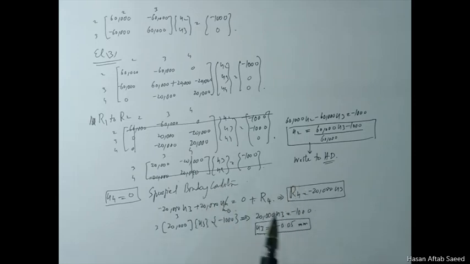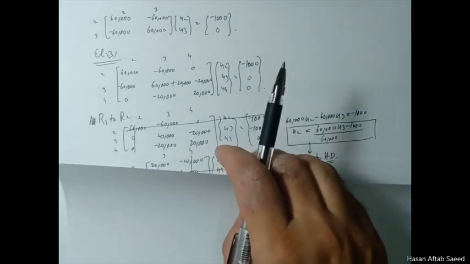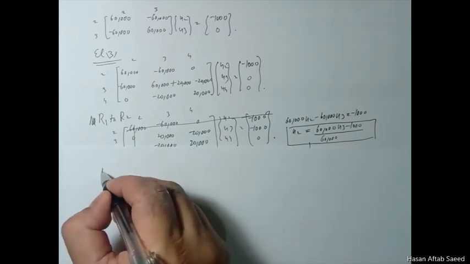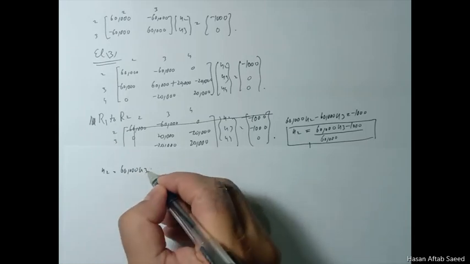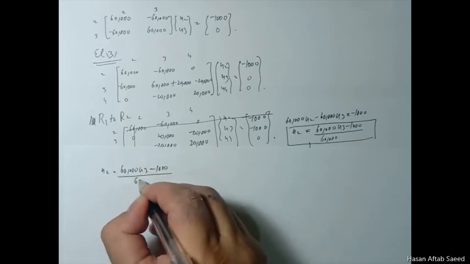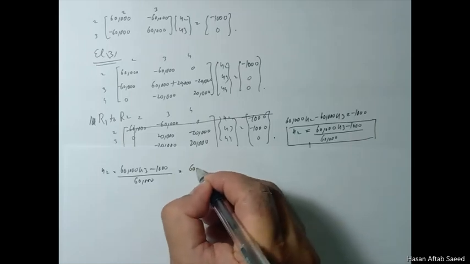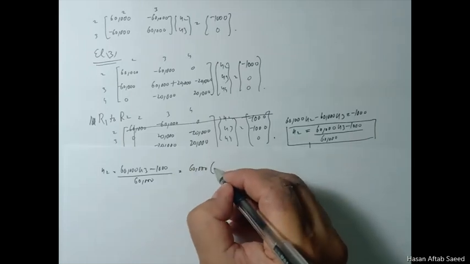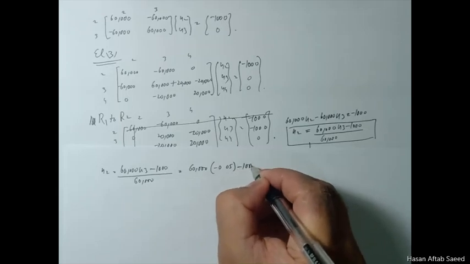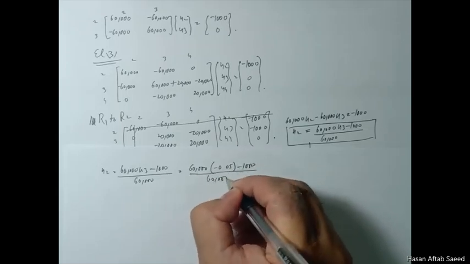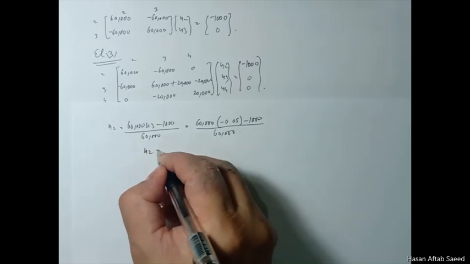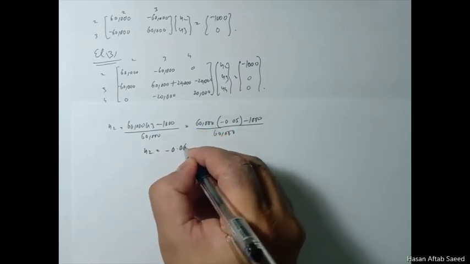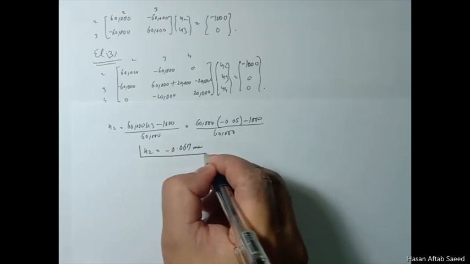We use this expression, u2 is equal to 60,000 u3, which is minus 0.05, minus 1,000, over 60,000, and u2 turns out to be minus 0.067 millimeter.